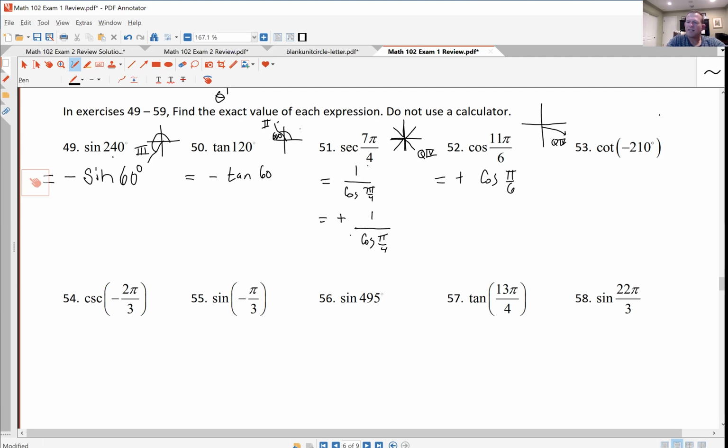Negative 210 degrees. That goes back to 180 and then another 30 degrees right there. Our reference angle is 30 degrees. But since we're in quadrant 3, that's where tangent is negative. So we're going to have to put a negative sign on that. Okay, so I've done this long enough. We're going to go back now and remind you of the table.